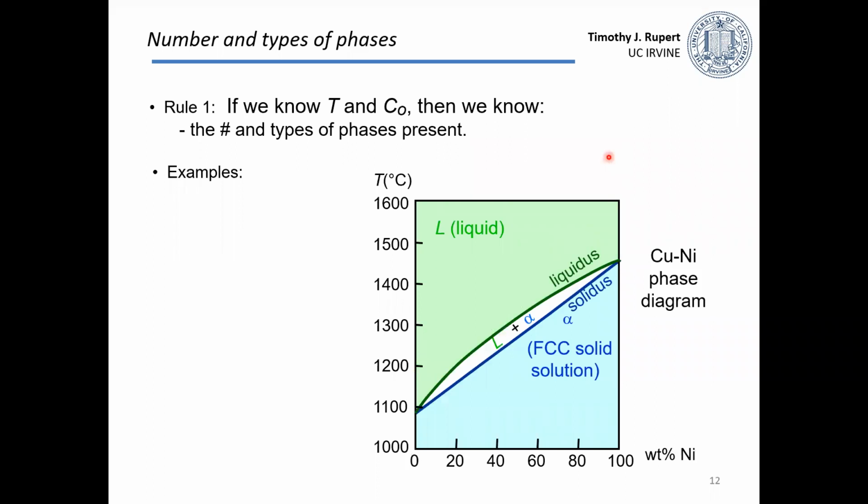And we can start to pick out a few important things we can do with a diagram like this. So the first thing we can do is that if we know what our temperature and our composition is, we then can read off of this type of diagram the number and types of phases present. So let's look at an example. If we say we're at point A, it's 1100 degrees C and 60% nickel, we can see we're in that solid solution region. So that means we have one phase. I'm giving that the label alpha here.